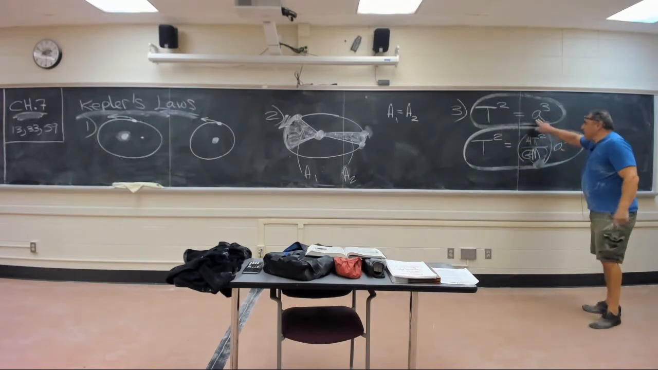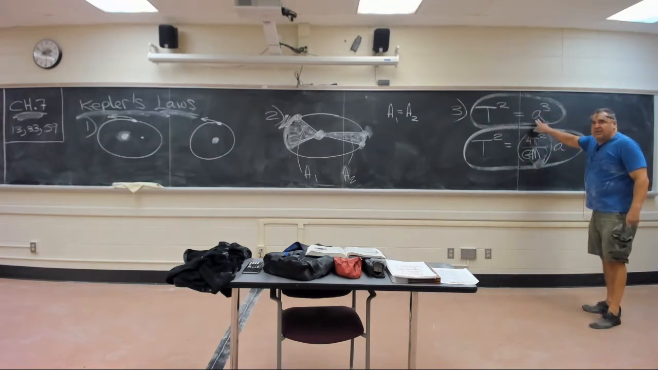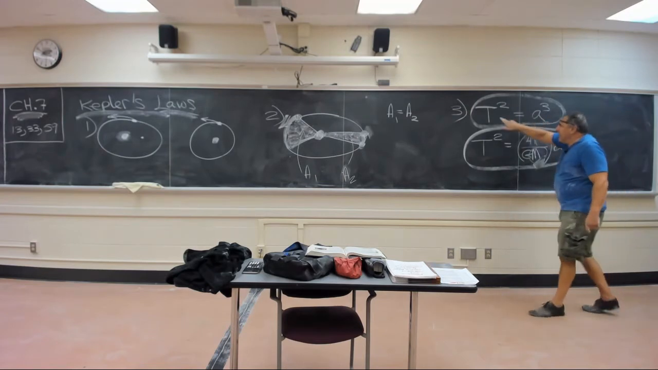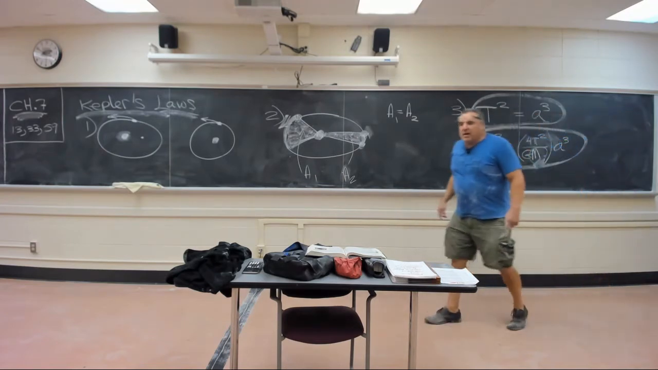If we're talking about the planet Pluto, which is many astronomical units away, see, our Earth is only one astronomical unit away from the sun, but some other planet might be 20 astronomical units away from the sun. If it's 20 astronomical units away, that's a big number. That means the time is going to be big.